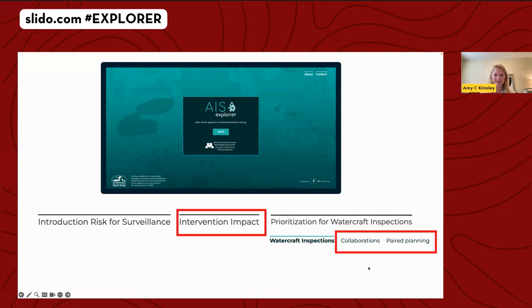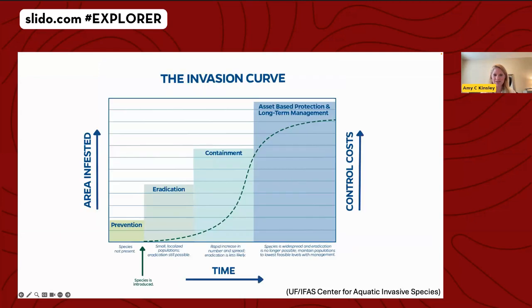And so here I'm just highlighting those tabs. They'll be on the header of the app, so they should be somewhat apparent. I'm showing this collaborator paired planning in this way, just as a reminder that it is a sub-tool available once you click into the prioritization for watercraft inspections tab. And so if you're familiar with AIS Explorer already and you're a frequent user, you've probably noticed that these have popped up. Again, you can click and check that out whenever you have time and scoot around.